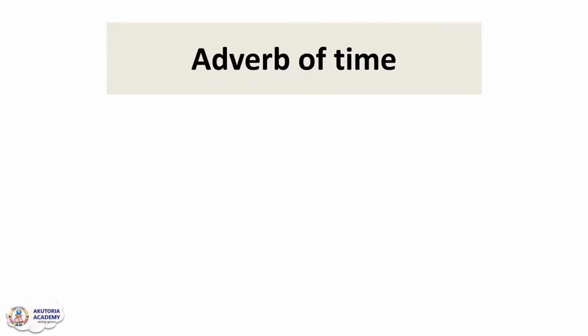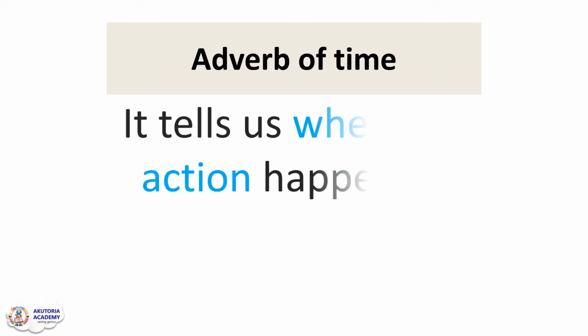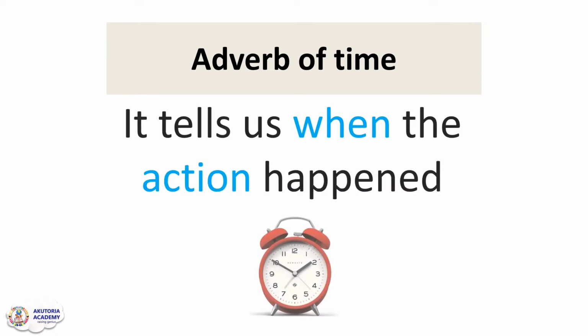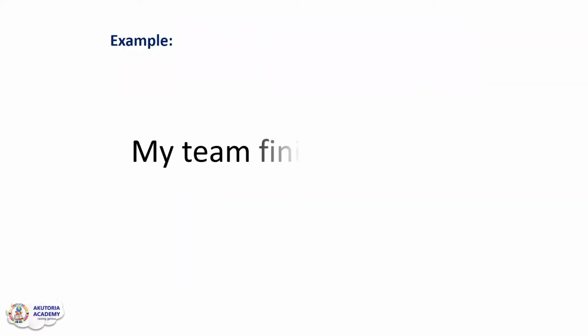The second, adverb of time. Now, adverb of time tells us when the action happened. It tells us when the verb happened, when the action happened. Now, let's see this example. My team finished early. What's the action word? Finished. Finished is the verb.